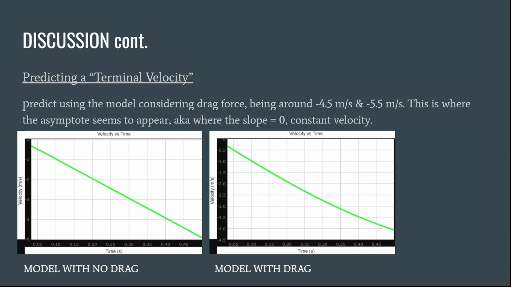In terms of predicting the terminal velocity, which is the velocity that is reached when the drag force and the gravity force are equal to each other, we can make a good assumption as to what it will be by finding where the slope equals 0 on the velocity time graph of the model with drag. Based on the graph, it seems that the object will reach terminal velocity at around -5 meters per second.